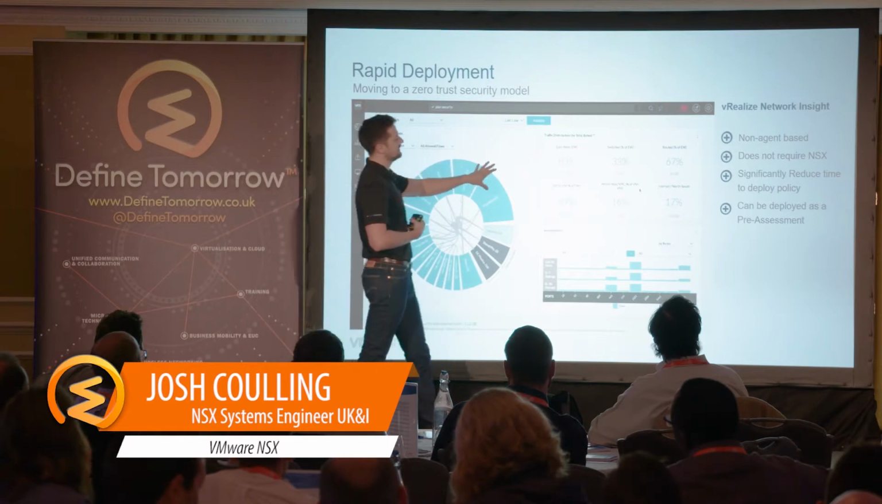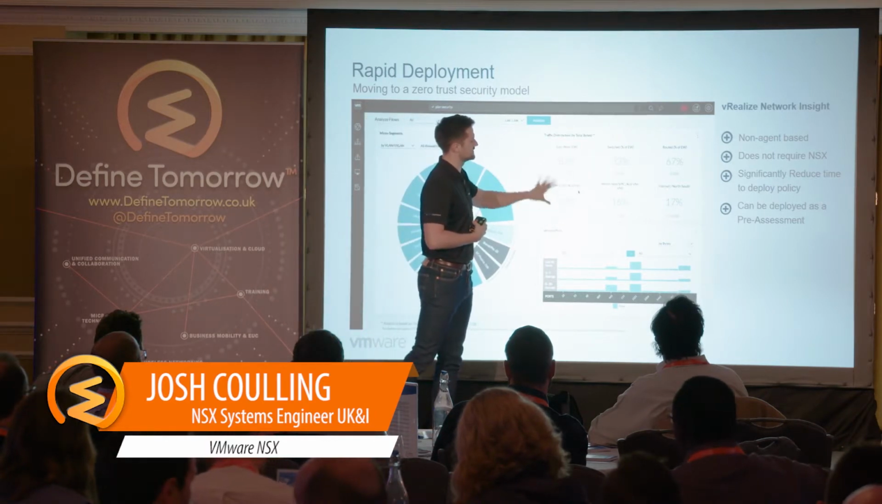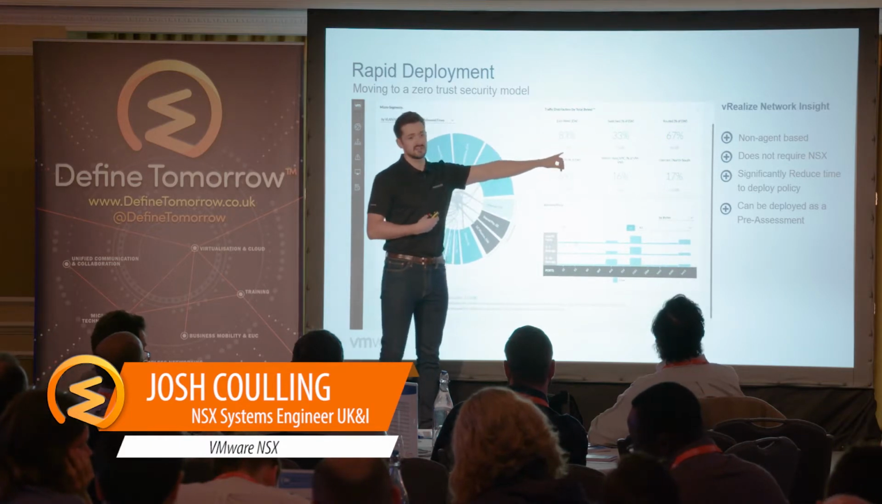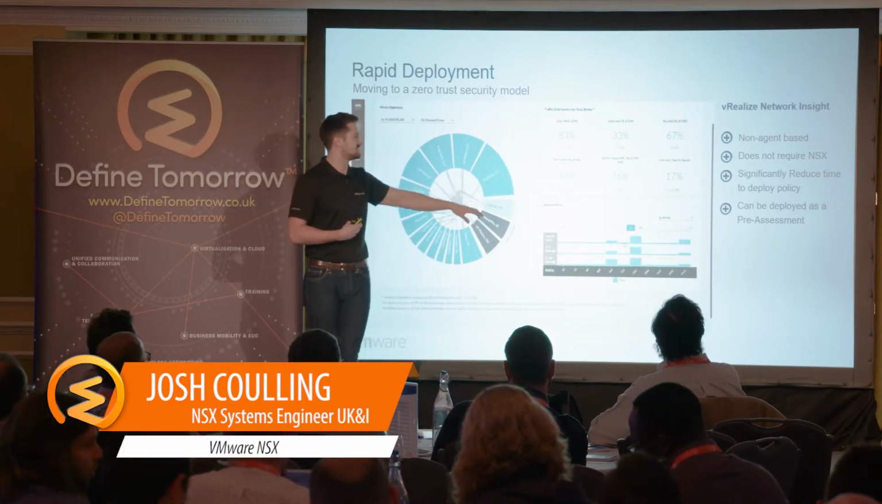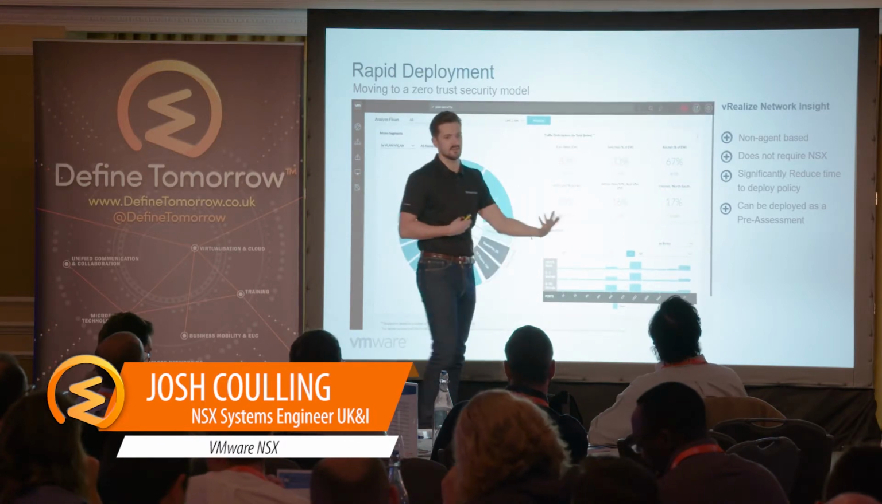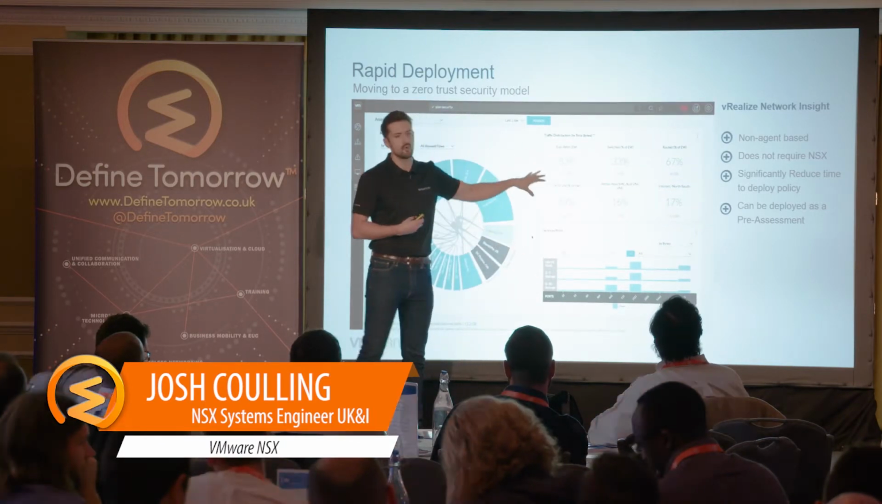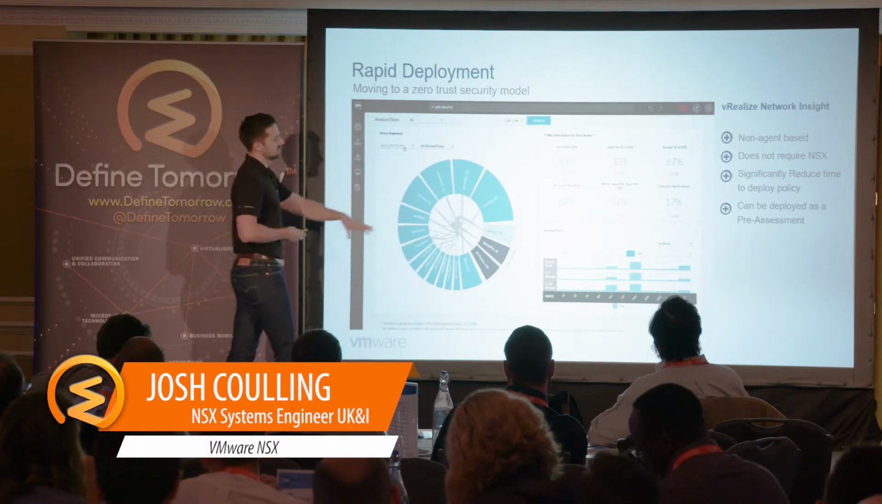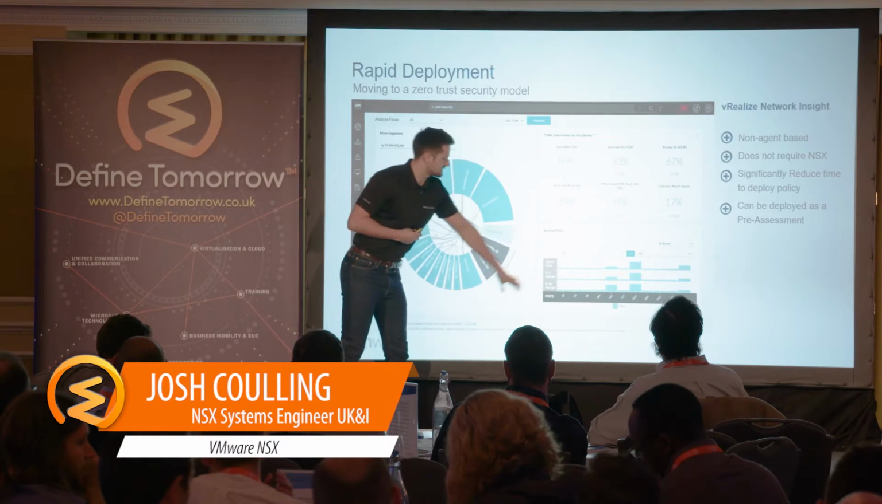So here we can see an approximate traffic distribution. So we can see the amount of east-west traffic. So when you're protecting north-south, actually, in this particular environment, you would only be inspecting the minority of traffic. 17% of this traffic is going outside of the data center. Far more of it is east-west, which is what we're inspecting with NSX. We can see the most commonly used ports and services.